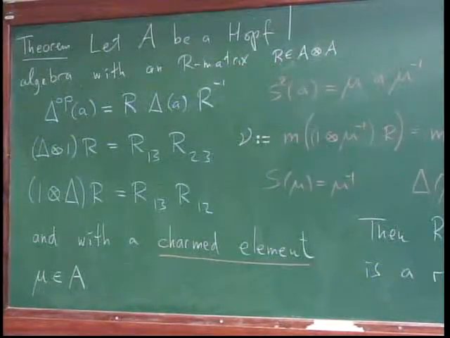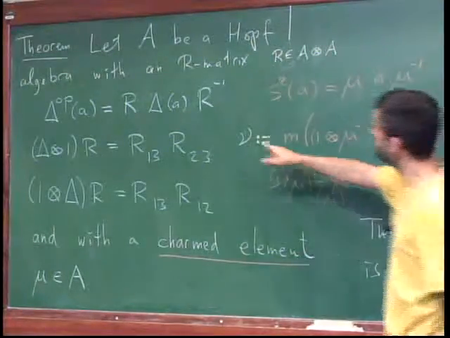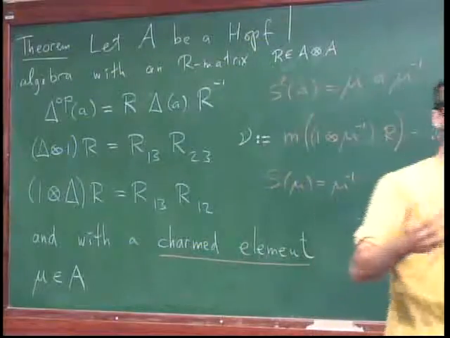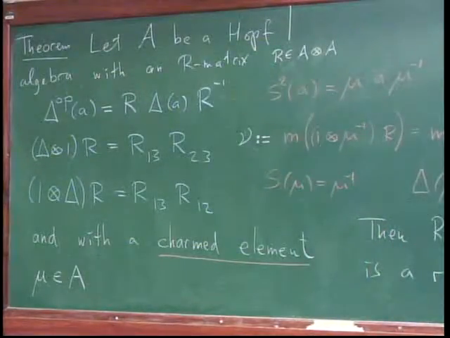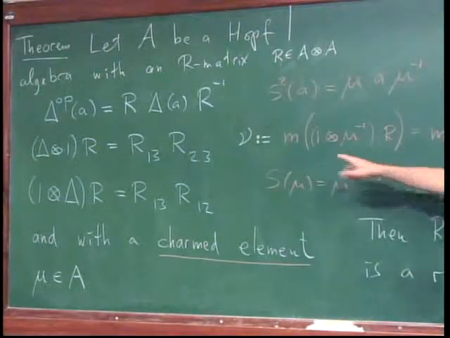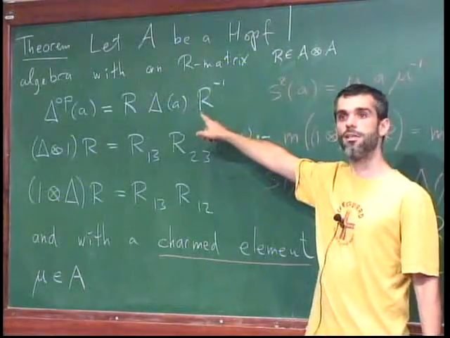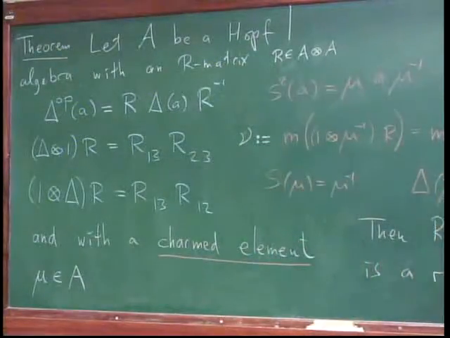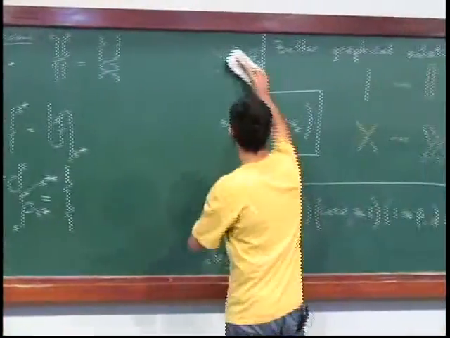The first axiom for R, this one here, just says that if you use R to construct a map, say you have two modules, x and y, and you want to construct a map from x tensor y to y tensor x using R, well, this first thing is what guarantees that this map is a module map, is equivariant with respect to the action of the algebra.